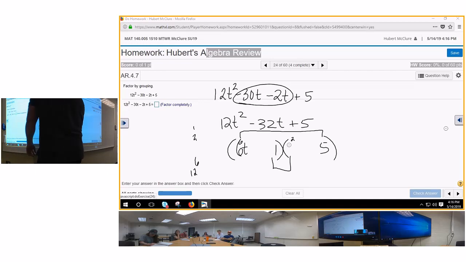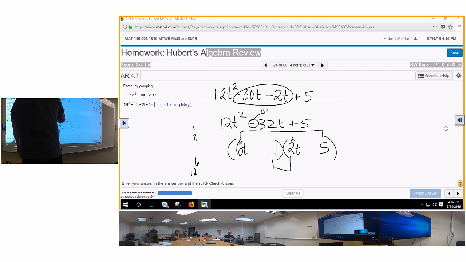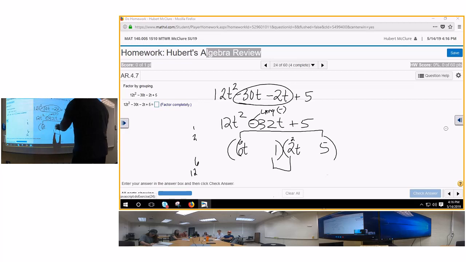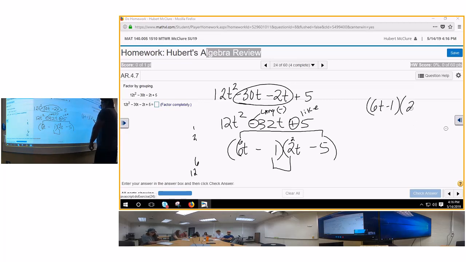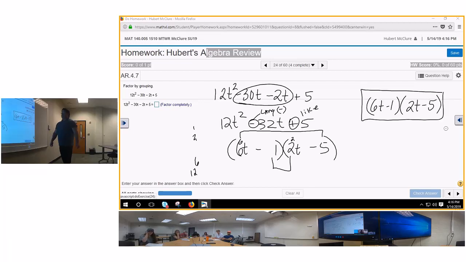6t, and a 2t. What does this tell us? That tells us that the largest number has to be negative. What's bigger, 30 or 2? 30. So that negative goes right there. What does this say? Like or unlike? Like. So if that's negative, this has to be what? Negative. So your answer is 6t minus 1 times 2t minus 5, or 2t minus 5 times 6t minus 1.